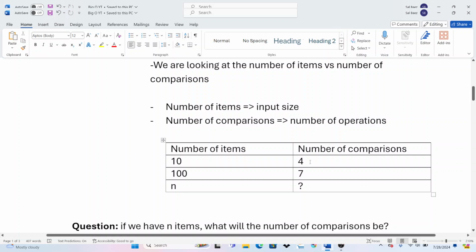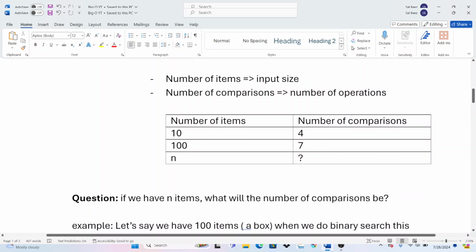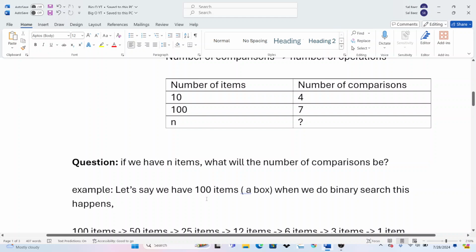So we have 10 items, and you're going to have four comparisons. We have 100, and you're going to have seven. The question here is, what if we have n items? What will be the number of comparisons? Because the important thing is, if I have a million or a billion items, how am I going to figure out the big O notation of that? It's going to take a long time if we do it by hand. So this is where we get into it: if we have n items, what would be the number of comparisons?